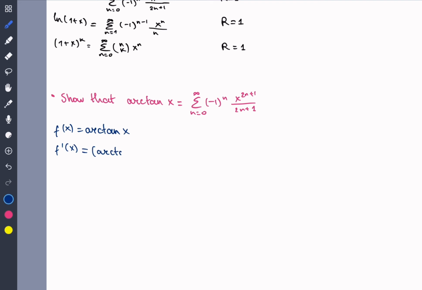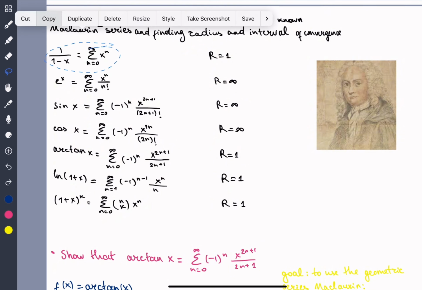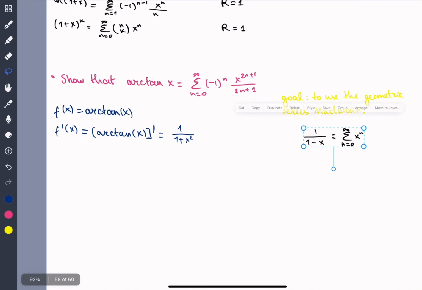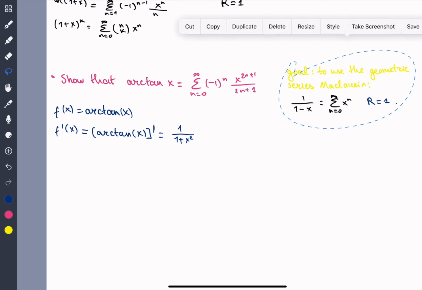We need to bring this to the form of geometric series, which I've written above, which is 1 over 1 minus x. So in the denominator, we should have 1 minus something, right? I'll just copy it down and put it here to compare. We also know that the radius of convergence is equal to 1, which will make sense by the end of the video where I explain how we find it and what that really means.